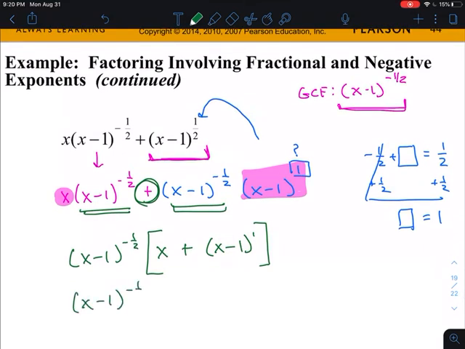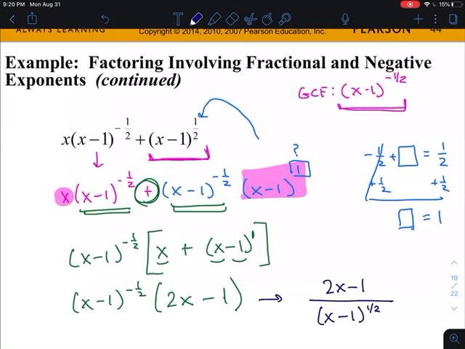x minus 1 to the negative 1/2. Well, do I really need that first power here? No. So I have an x plus an x minus 1. I have an x plus x, which gives us a 2x, and then I have a minus 1. And that is what our final answer kind of looks like, except I have a negative exponent. What do I do with a negative exponent? A negative exponent has to go to the bottom of the fraction bar, x minus 1 to the positive 1/2, leaving us with a 2x minus 1 on the top.